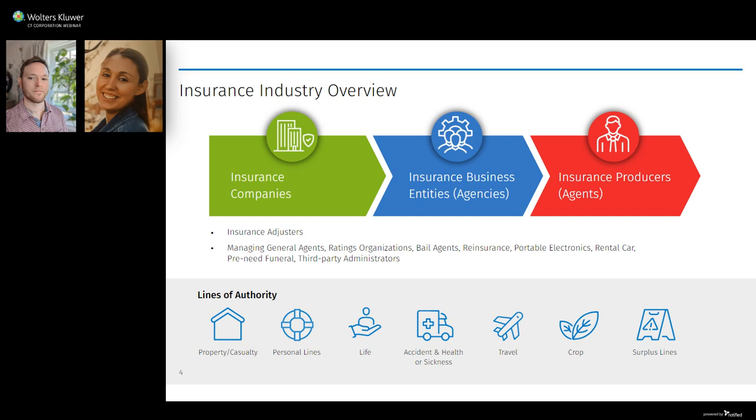It's really coverage that you can get for anything, and you really can be creative with it. The last limited line I'm going to cover is crop. Only offered in a few states. In most states, crop coverage is under the property and casualty lines of authority. But in the states where it's separate, it's mainly issued in Western states and covers farmers and ranchers if there's a decline in crop yield or their crops are damaged from natural disasters.